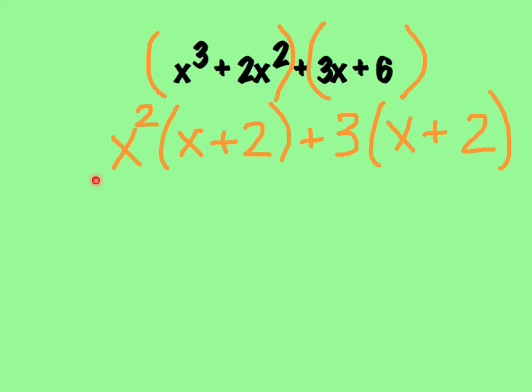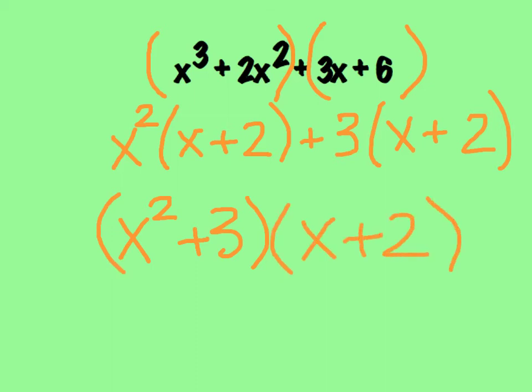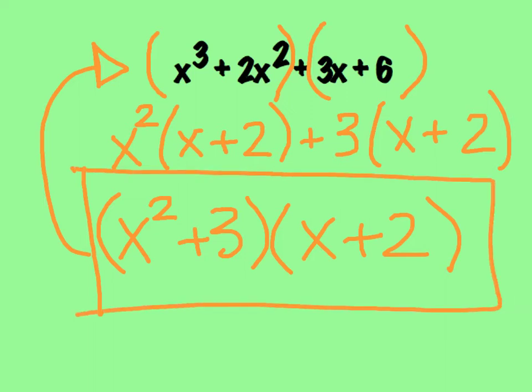My greatest common factors are going to be written out in front of the 2 binomials. From here, I'm going to use the reverse distributive property to write my answer. So my answer is going to look like x squared plus 3 in parentheses times x plus 2. As always, to check my final answer, I can use the FOIL method to multiply these 2 binomials out, and if I get my original polynomial, I know I did my work right. So here is my answer in factored form.